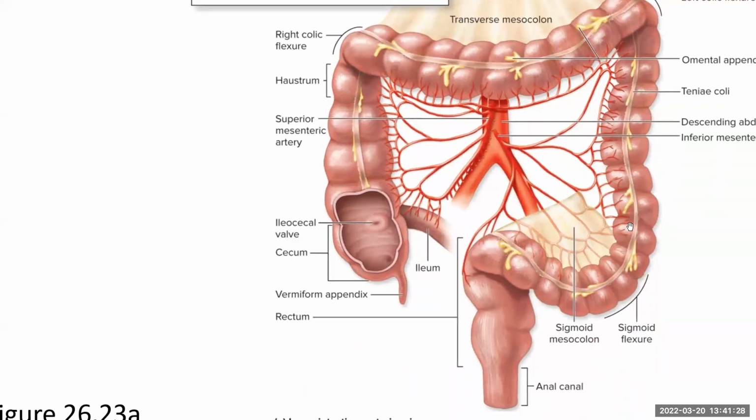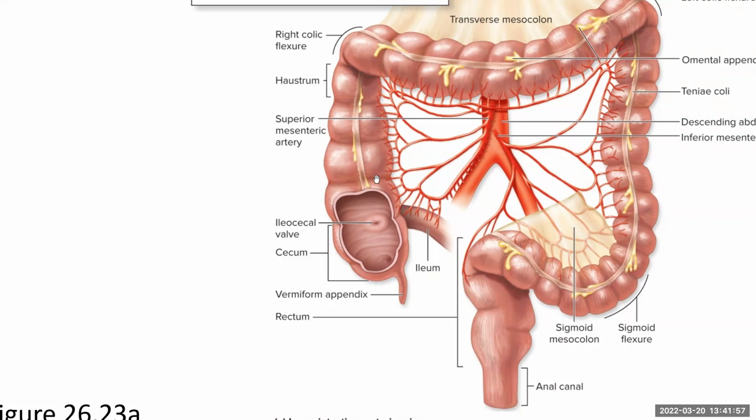And then as we come down to the distal portion of the large intestine, we kind of see this S-shaped configuration, and that is the sigmoid colon. And the sigmoid colon terminates here at the rectum. And then finally, the most distal portion of the digestive system, or the gastrointestinal tract, is going to be the anal canal, finally with the anus at the end there.